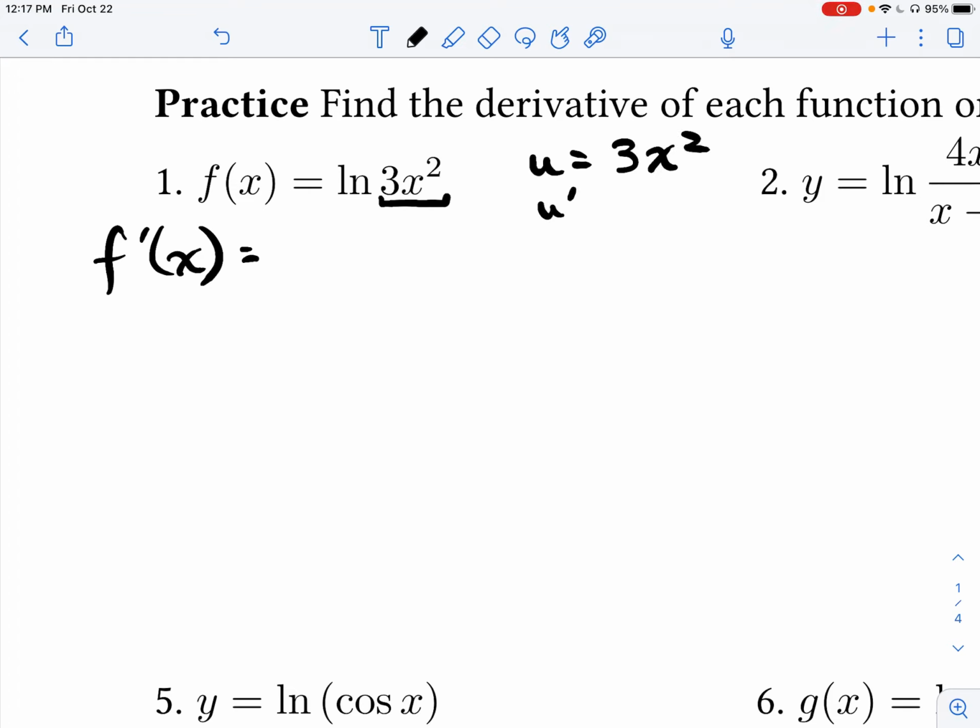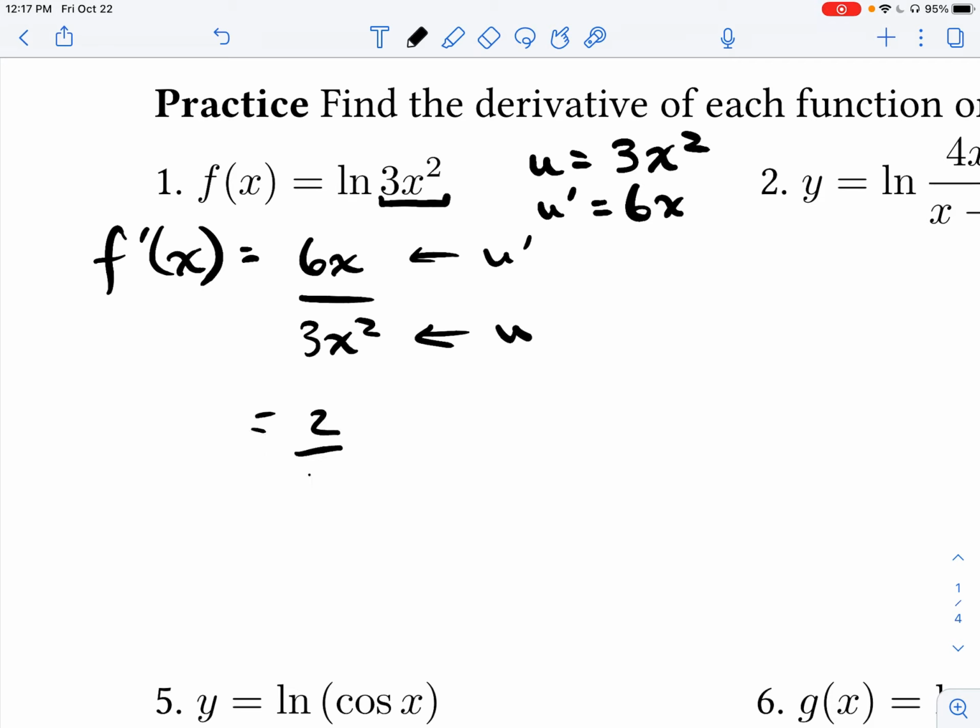So we would say u prime, or du, is equal to 6x. We could write dx, but for now we can just write this as f prime of x would be 6x, this is my u prime, all of this over my u, which is 3x squared. And we could easily simplify that to just 2 over x, and that's it. Okay? Let's try another one.